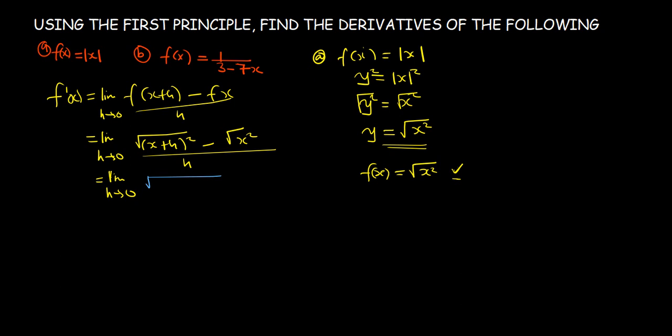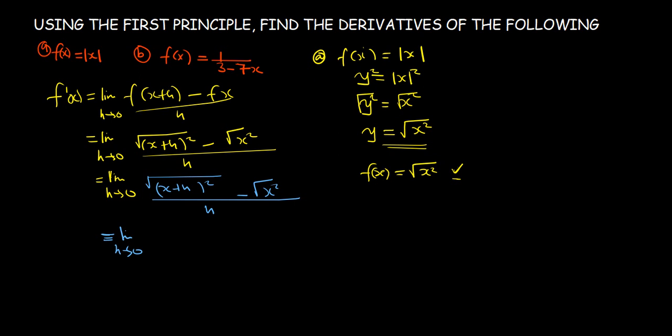Okay, let me just write it properly. Then I'll say that is (x plus h) squared over h, then there's minus the same x squared, like that. So from there, what I'm going to do is say this is the limit as h approaches 0.